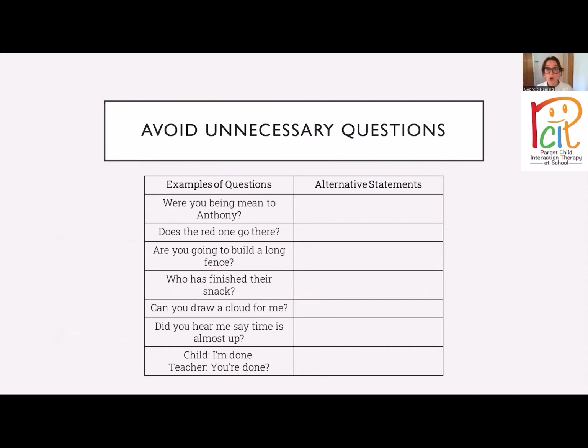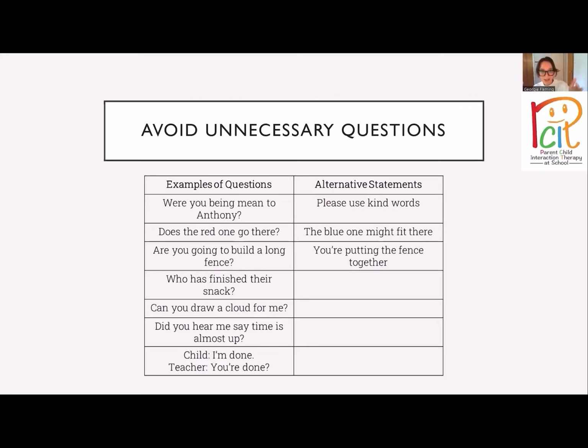So for example, "Were you being mean to Anthony?" The subtext of that is like, don't be mean to Anthony, which we could then shift into what we want Luke to be doing instead: "Please use your kind words with Anthony." We're playing, "Does the red one go there?" Instead, we might just offer the solution: "I think the blue one might fit there." That question wasn't necessary. "Are you going to build a long fence?" Instead: "Looks like you're putting together the fence."